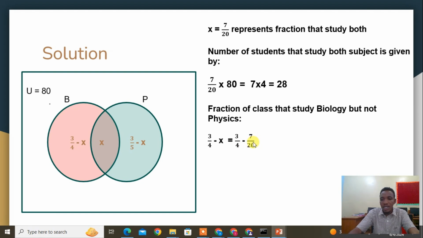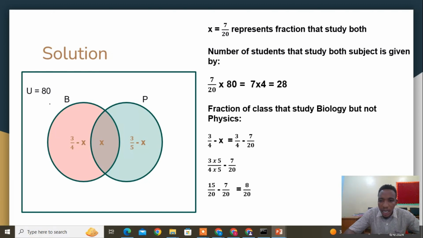Like I always say, my general objective in this life when I'm adding fractions is to make sure that the denominators are equal so that I can just add up the numerators. So that means just multiply this one by 5, so that this one will be 3 times 5, 4 times 5. So you have 15/20 minus 7/20. So that gives us 8/20. So that is the fraction of students that study biology but not physics.